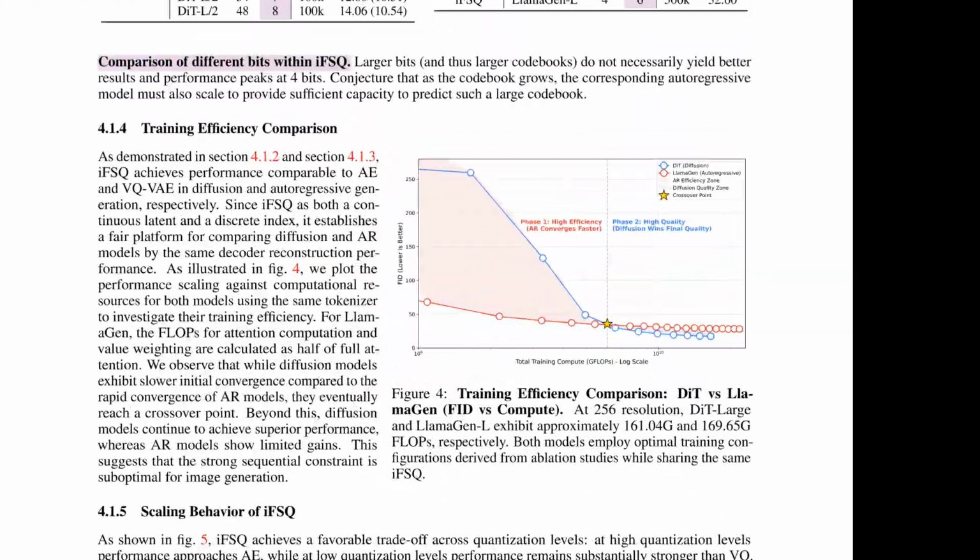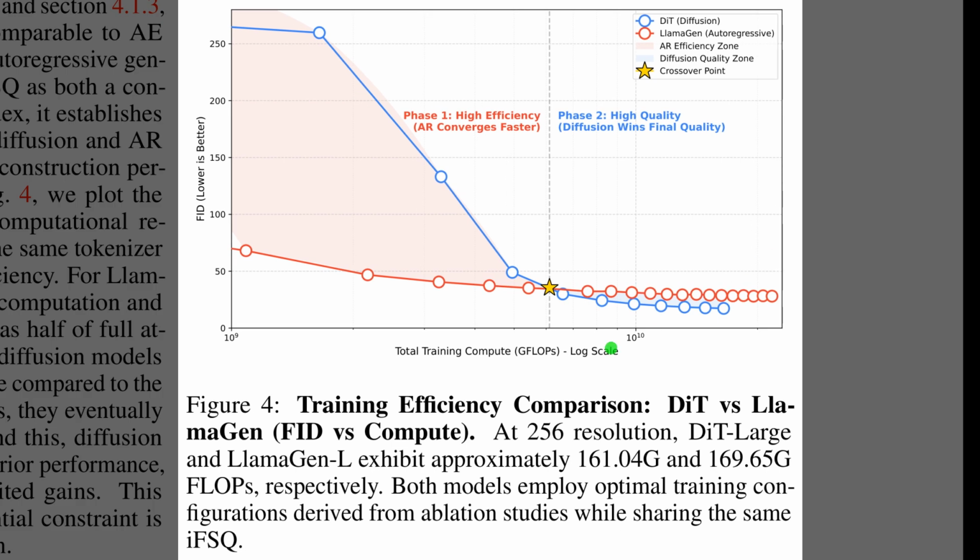So, Figure 4 leverages the unified iFSQ baseline to run a fair head-to-head race between autoregressive models in red and diffusion models in blue. In the pink region on the left, the autoregressive LlamaGen model takes an early lead, converging rapidly to a decent image quality with very little compute.